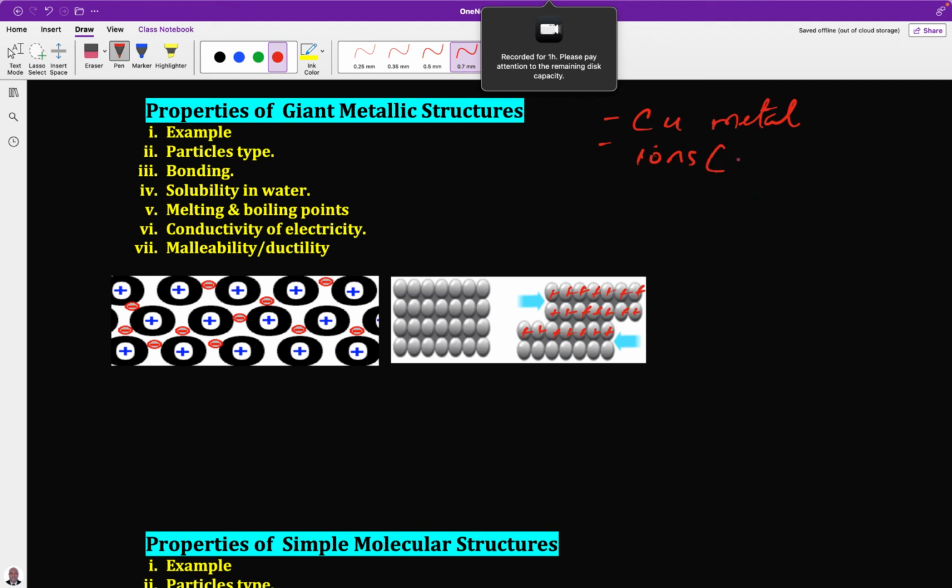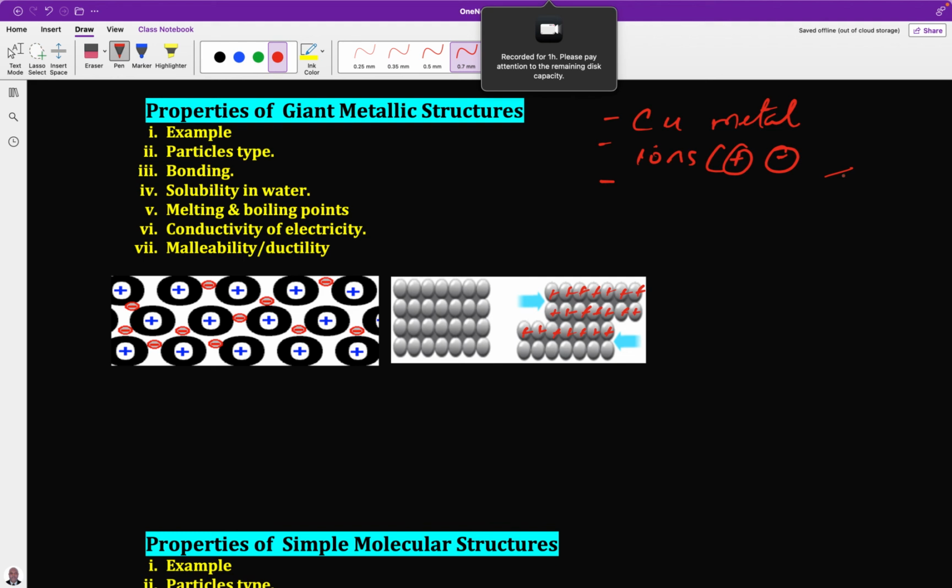And what are these ions? They are positively charged, the positive ions, and the mobile sea of delocalized electrons, which are negatively charged. And what is the type of bonding occurring here? The type of bonding occurring here is a strong metallic bond formed between the positive ions and the delocalized sea of electrons. Because of this, the structure is strong.